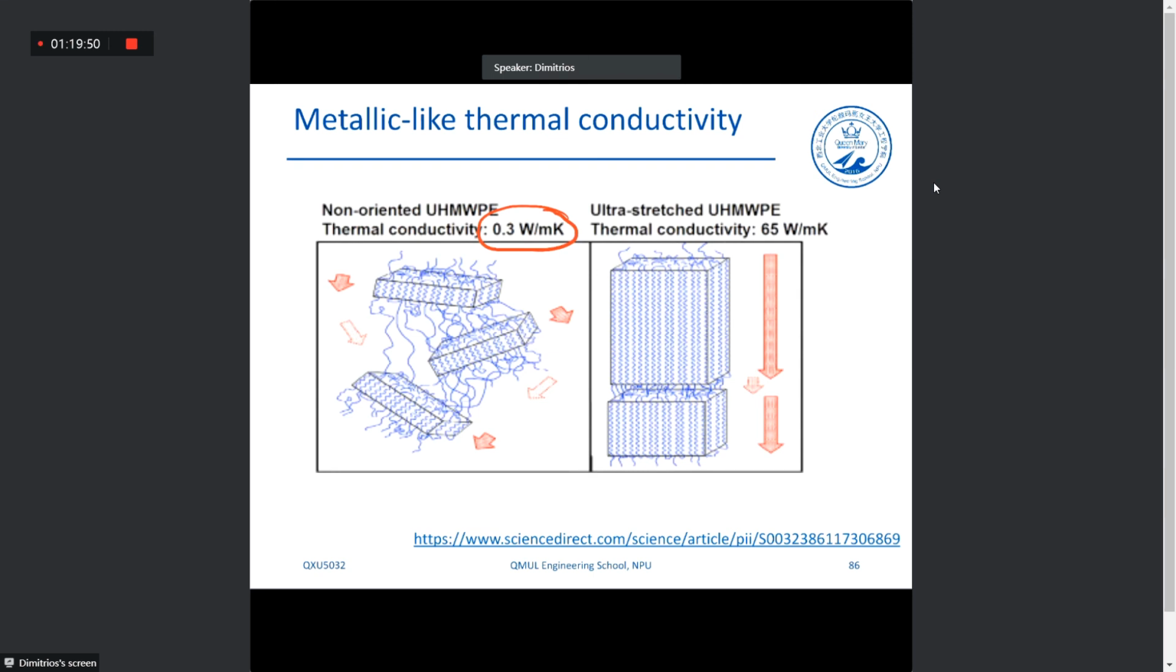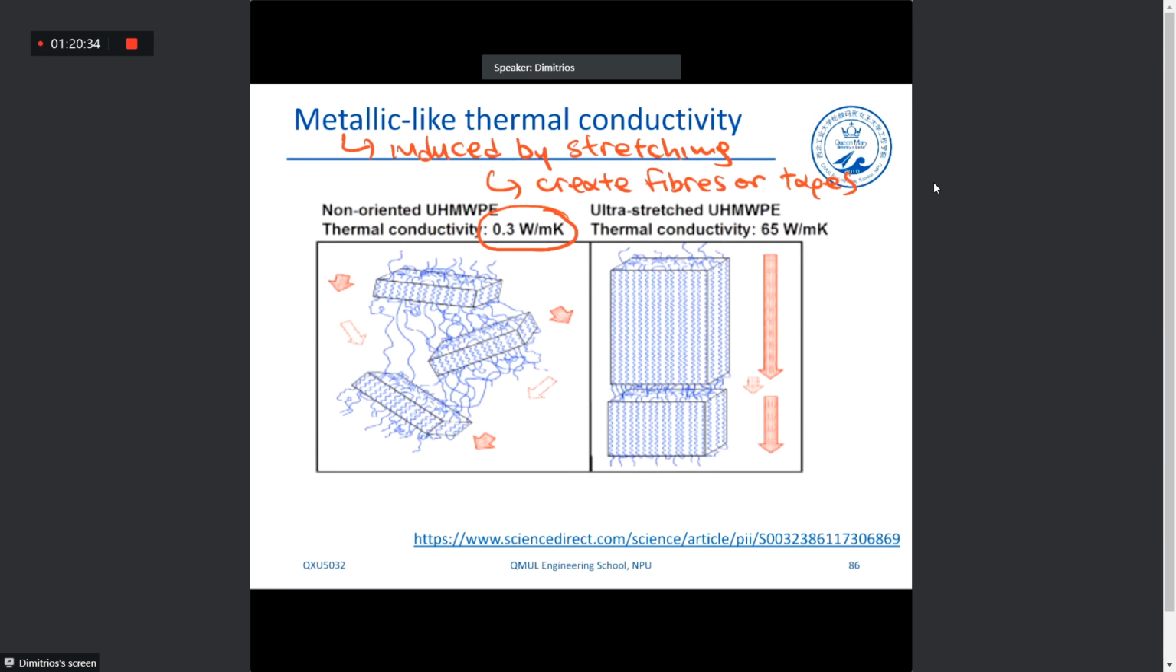So we create fibers or tapes. Tapes are like continuously drawn materials that are essentially, again, but wider than fibers. And you can see, because we have more oriented chains and much higher crystallinity, the thermal conductivity from 0.3 has increased to 65, which is similar to some metals, okay? That is more than one order of magnitude higher than the unoriented. 2 orders of magnitude.